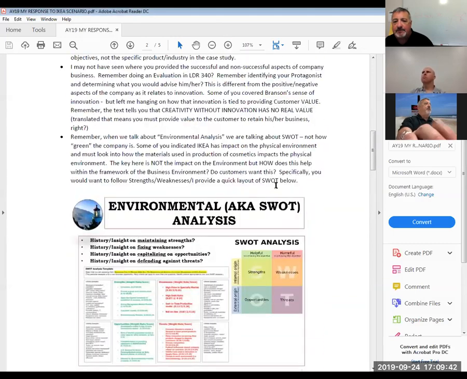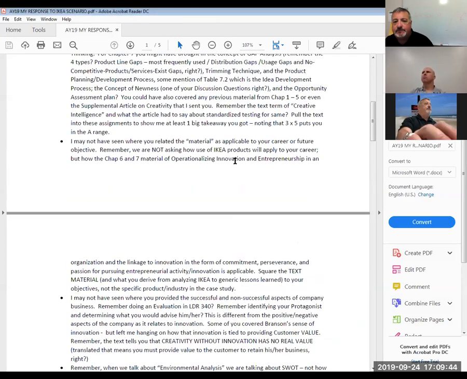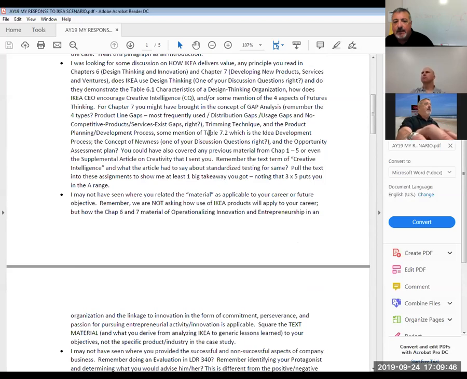Getting back into it, product planning development process, table 7.2, idea development process, and then remember in chapter 7, not the global business plan, but the opportunity assessment. In other words, is this worth going after? Okay.